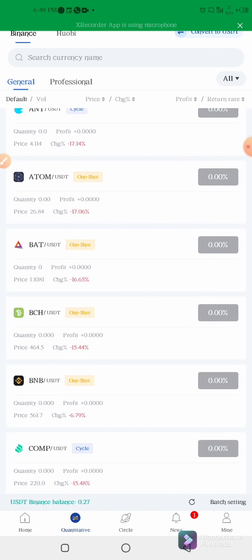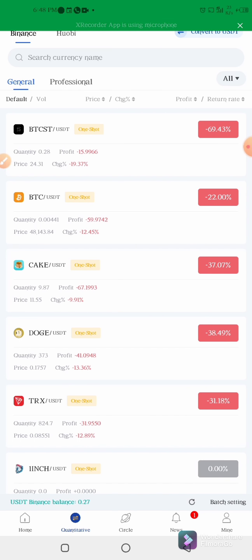If you do that, you will definitely never have to see this huge percent, this huge return rate. So stick to your setting, leave the allotted trading capital.